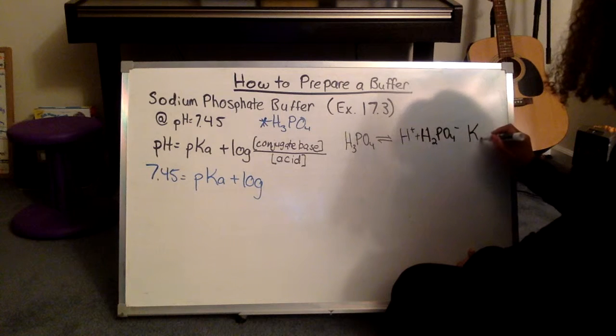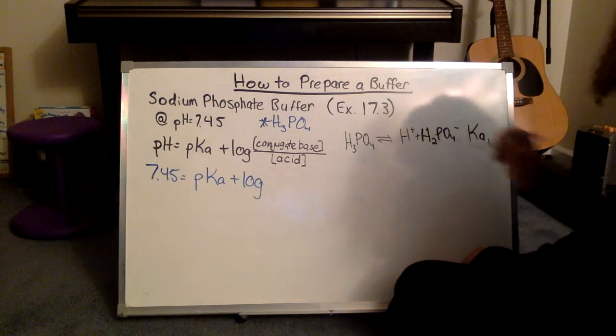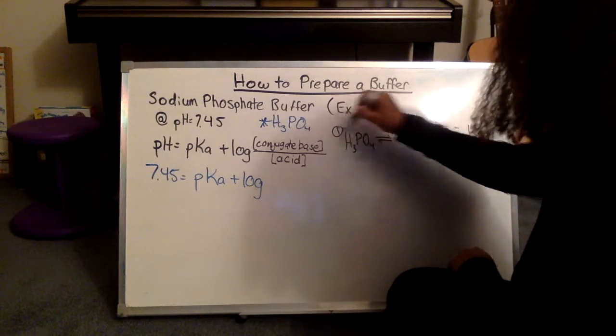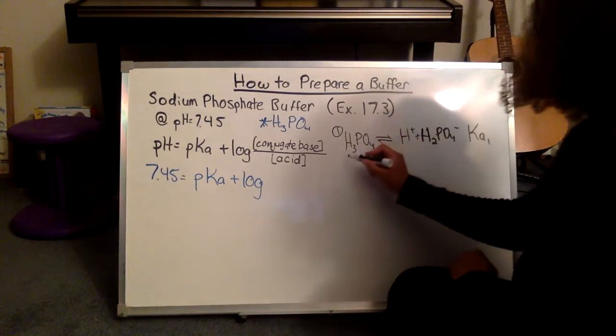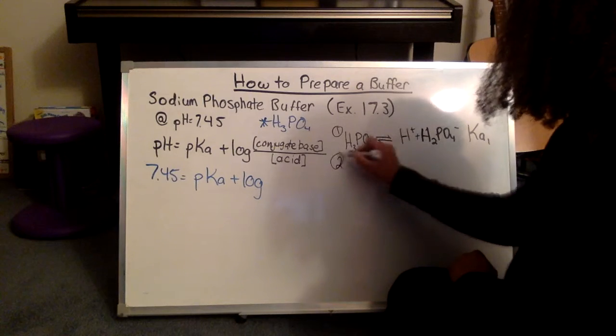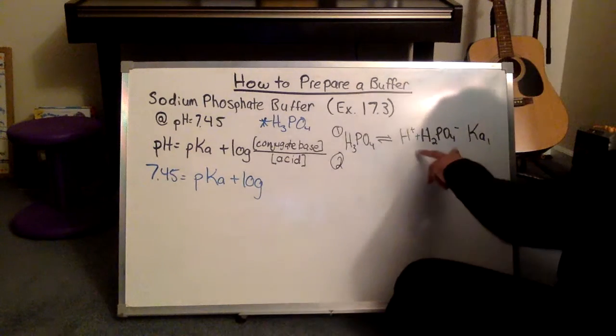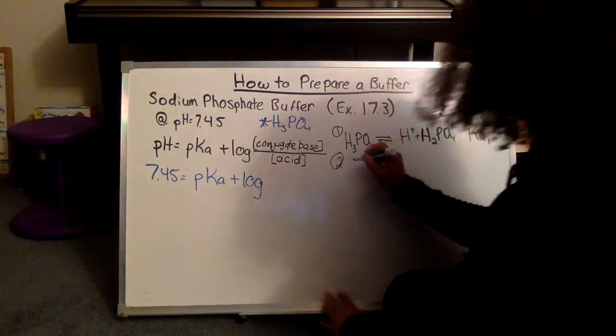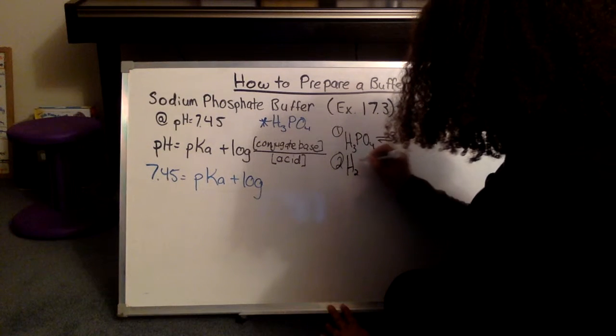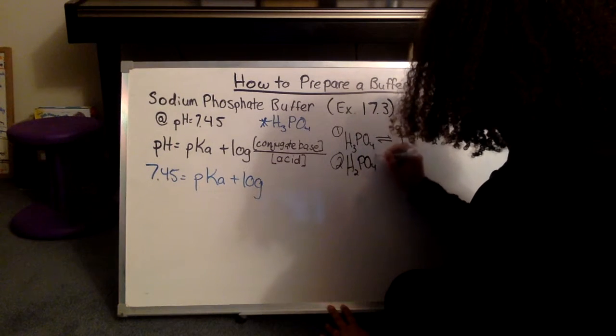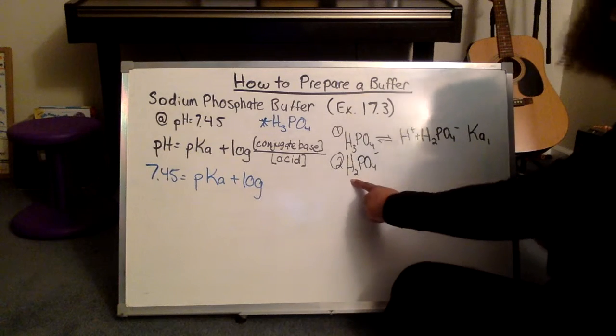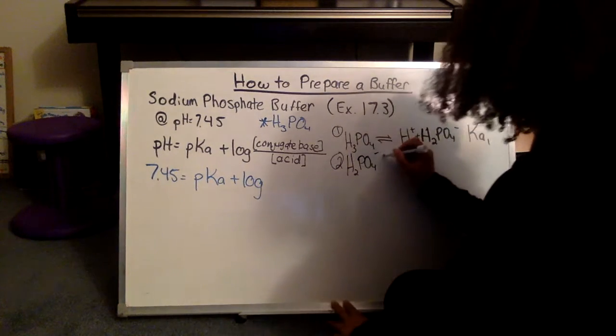Okay, so this is our first reaction. This has a Ka, and we're just going to say 1 because this is our first dissociation reaction. The second dissociation reaction takes the anion, H2PO4 minus, and pulls off another proton.